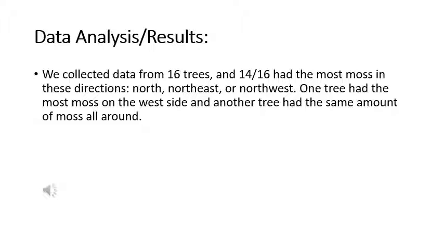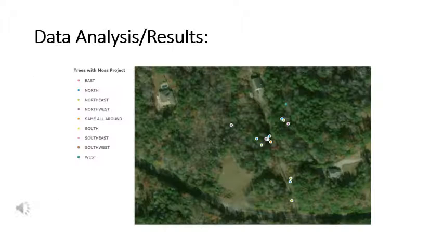Analyzed results: we collected data from 16 trees, and 14 out of 16 had the most moss in these directions: north, northeast, or northwest. One tree had the most moss on the west side, and another tree had the same amount of moss all the way around.